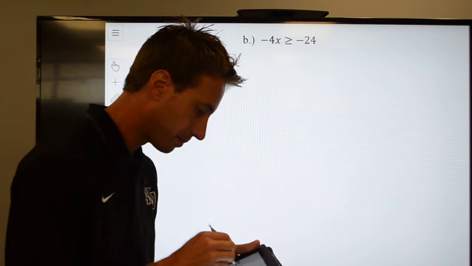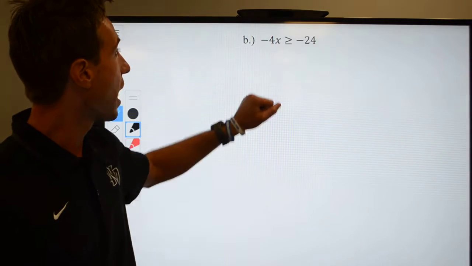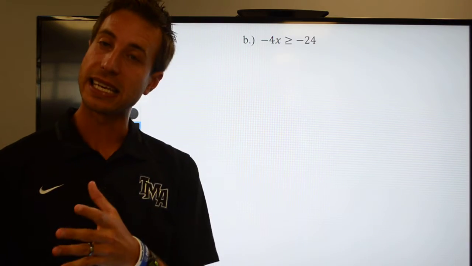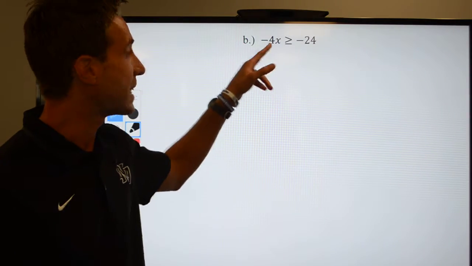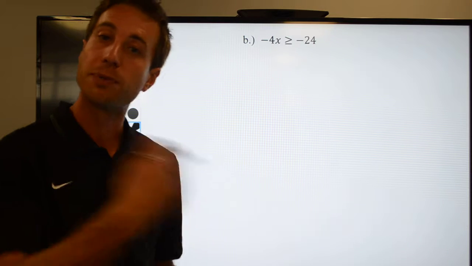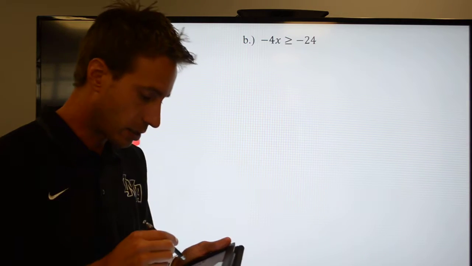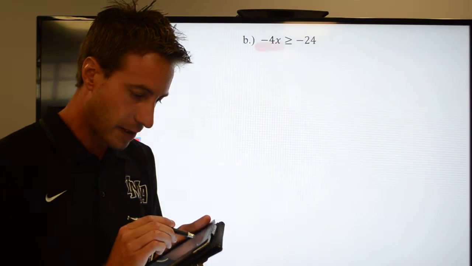So here we go. We've got this one. I need to isolate the x. I need to get that x by itself, which means I need to get rid of the negative 4 that's being multiplied by the x. Well, since it's multiplication, we're going to divide both sides.